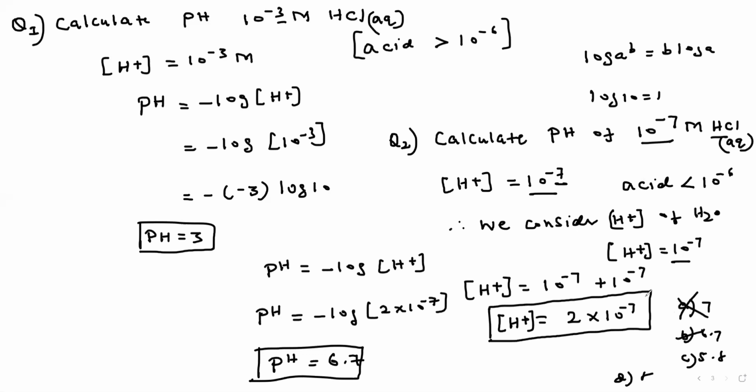Understood? So if the concentration of the acid is less than 10 power minus 6, what do we have to do? We have to consider the H plus concentration of water in the aqueous solution. Please note, okay? Same calculation, same method if applied to the base.